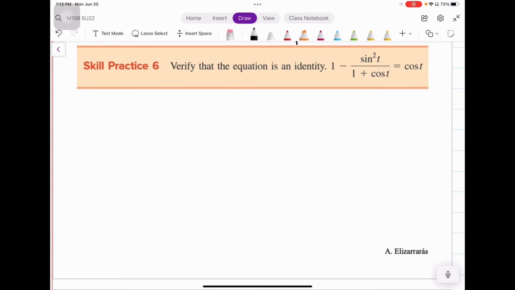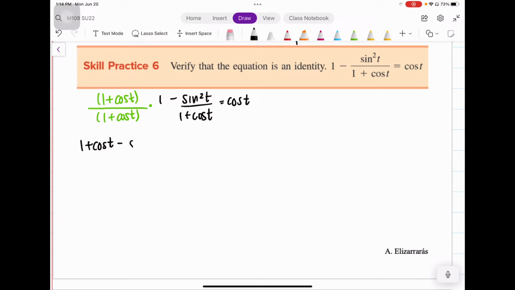Okay, verifying that this is an identity, I have a fraction, which I need to get just a cosine. I need to find a common denominator then, which means I'm going to multiply that 1 by 1 plus the cosine of t over 1 plus cosine of t. That's going to give me 1 plus the cosine of t minus sine squared of t all over 1 plus the cosine of t equals cosine of t.